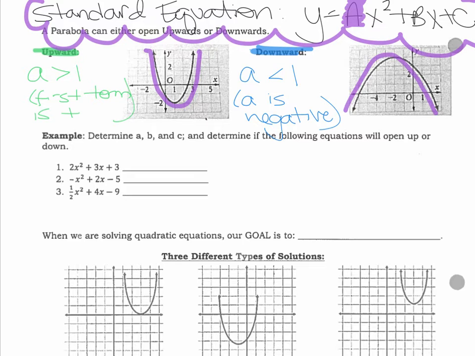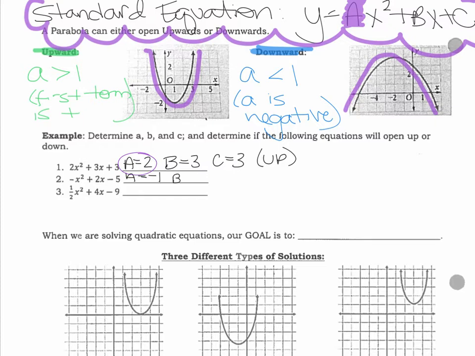So let's take a look. It says these examples. Determine A, B, and C and determine if the following equations will open up or down. So A, B, and C are just the numbers. A is in front of x squared, B is in front of x, C is my constant. So A in this problem is 2, B is 3, and C is 3. Is this going to open up or down? Up. Why is it opening up? Because A is positive. Look at the next one. What's A equal?